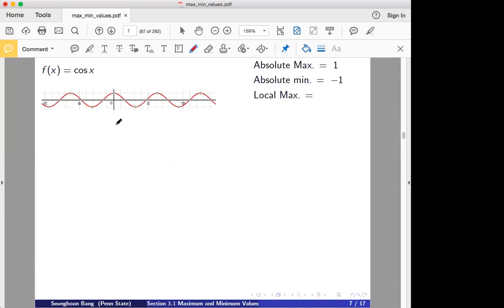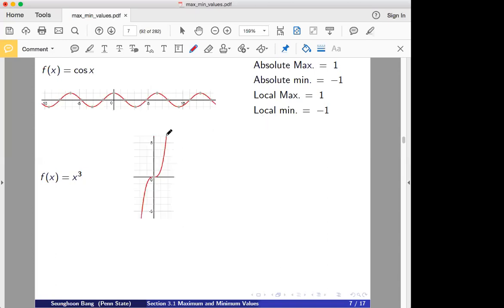Local maximum is, what's the local maximum? Yes. Here, this y value is 1. Here, y value is 1. Here, y value is 1. Yes, 1. What's the local minimum? -1. You're right. Locally lowest point, -1. Just the y value. So we have infinitely many x values, but the y values are just -1 and 1.